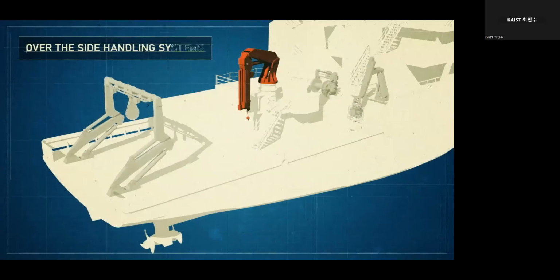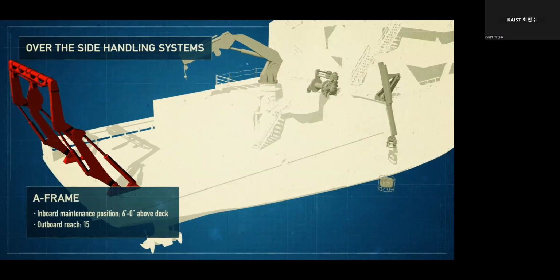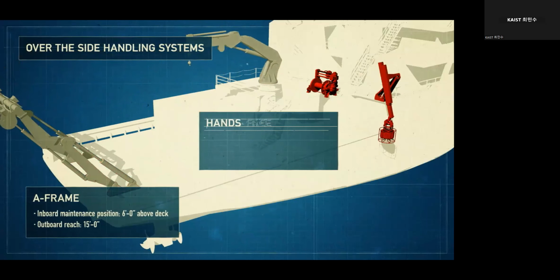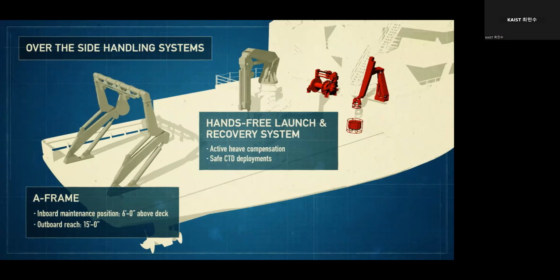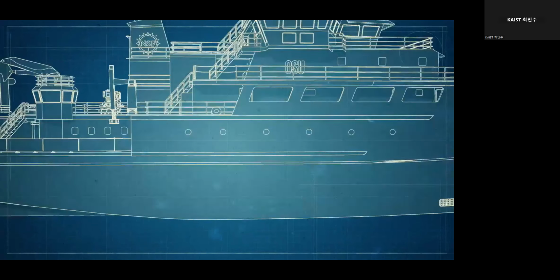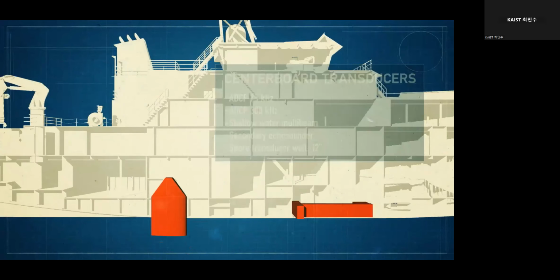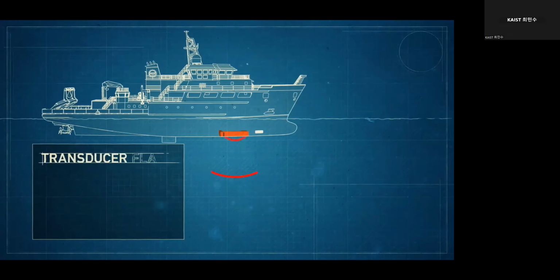We've got a double articulating A-frame, which will allow the vessel to pick up pretty large packages. The launch and recovery system will be designed so that it can put the CTD almost down to water level. They have a centerboard where they can change out some of their transducers. They also have a pretty extensive transducer array.